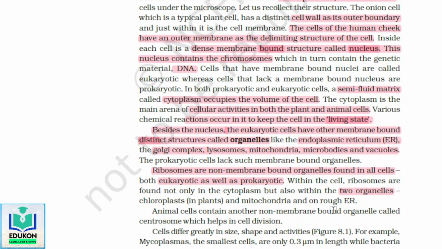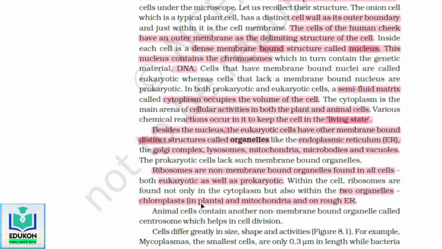Now coming to chloroplast. Here you can see, apart from the presence of ribosomes in prokaryotic and eukaryotic cells, it is also present in some other membrane bound organelles like chloroplast in plants, mitochondria and on rough endoplasmic reticulum. So these are the organelles in which you will find the ribosomes, apart from the cytoplasm of the prokaryotes and also eukaryotes. So this is important.